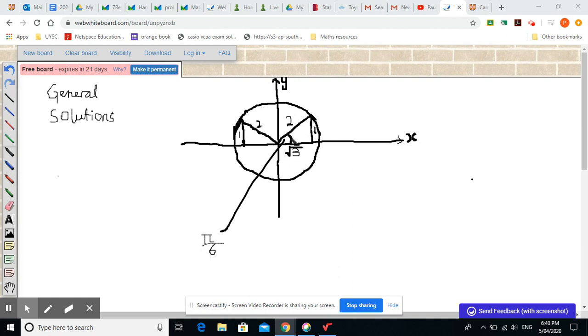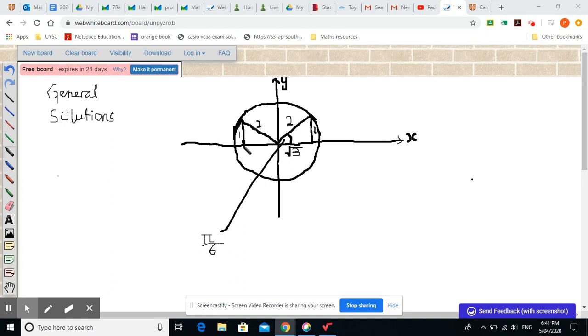So our first solution, we drew a triangle where the opposite over the hypotenuse was 1 over 2 within the circle. And that meant that the first solution was an angle of pi on 6. Then we realized that there was a second triangle possible to also get an opposite over hypotenuse of 1 over 2. And that solution was pi subtract pi on 6.